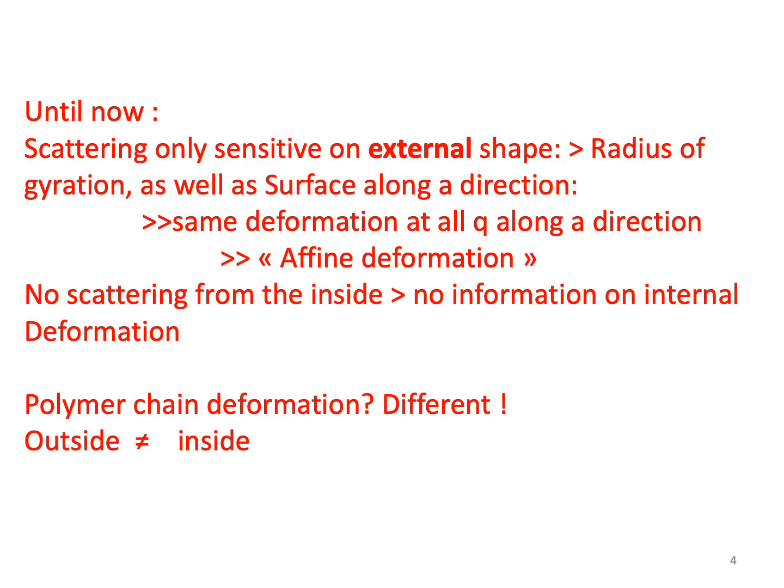So until now, we have some scattering which is only sensitive to the external shape of the object, since the sphere is not scattering from the inside. We have no information on internal deformation, and everything looks as if we had an affine deformation with respect to the deformation of the object. Now we will turn to the polymer chain case, and we will see that it is different because the internal deformation of a chain is not the same as its external one.